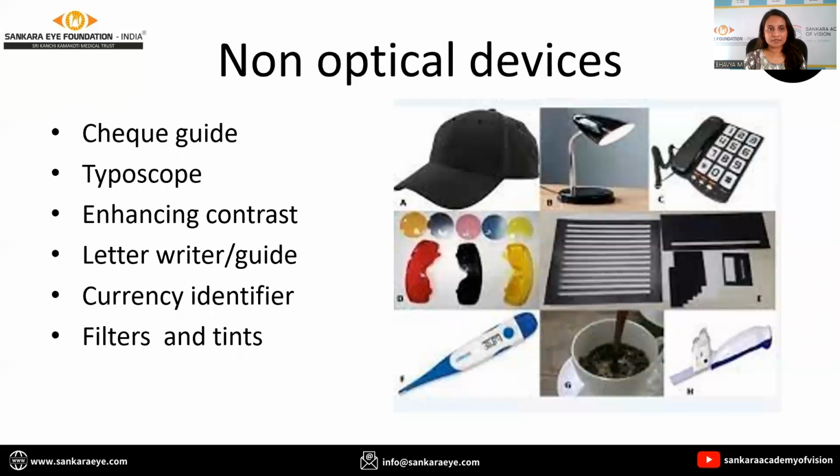We also have non-optical devices which would actually help the patient in enhancing their day-to-day activities. So we have check guide, which helps the patient in signing the checkbook and writing the checkbook easily. We also have typoscopes, and also certain other things can be done in the environmental modifications, which can enhance the contrast. The letter guides or the letter writer, it helps the patients in writing in a straight line. And we also have currency identifier, and the filters and tints are majorly useful for these kind of patients, which helps them from photophobia and glare.